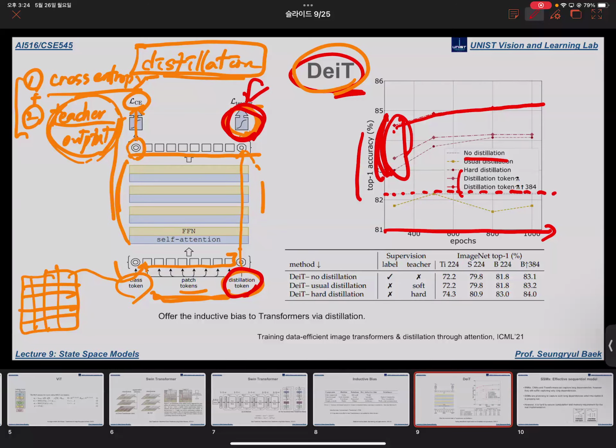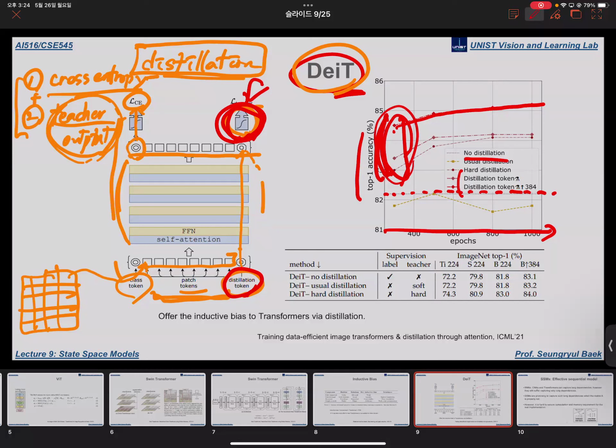and actually it exhibits that the transformer indeed does not have much inductive bias compared to the CNN, and on purpose supplying the inductive bias or some knowledge from the CNN when training the transformer is actually helpful. So we can see that.